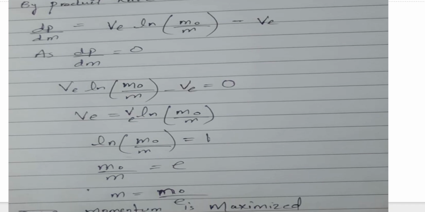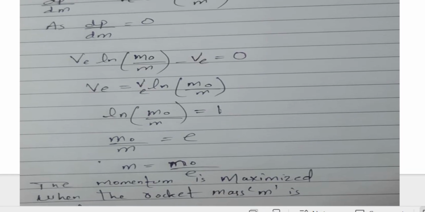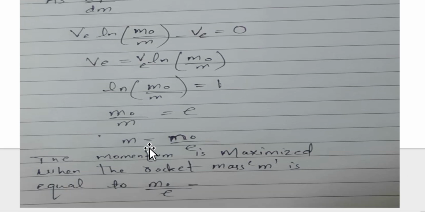Now further you can see, after applying the anti-log, we will get the base of the natural logarithm. And after arranging terms and getting the value of m, this is the value of m, which is exactly equal to the initial mass over e, the base of the natural logarithm. So what we conclude is that the momentum is maximized when the rocket mass is equal to this fraction value. Okay, so this is all from my side, and it's a very important numerical.